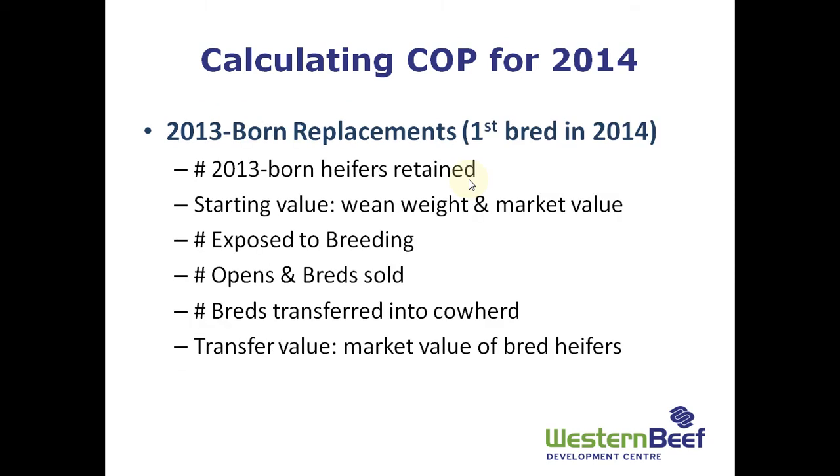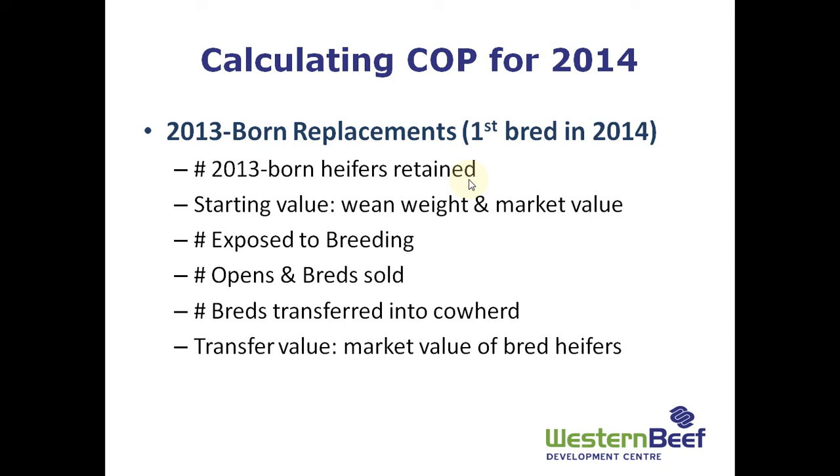Next, if you move into replacement heifers and you want to do cost of production on them, if you're doing it for the 2014 calf crop, generally I ask a producer to also look at your heifers that will be exposed to their first breeding in 2014, having their first calf in 2015. So these would be 2013 born heifers. How many of them did you keep from weaning? And if you're going to come up with a starting value, a good point to capture that value is at weaning time. So you'll need to know their weaning weight and a market value at that time.